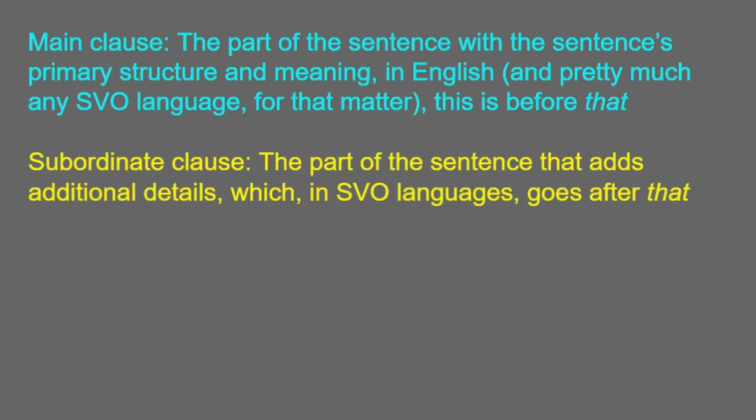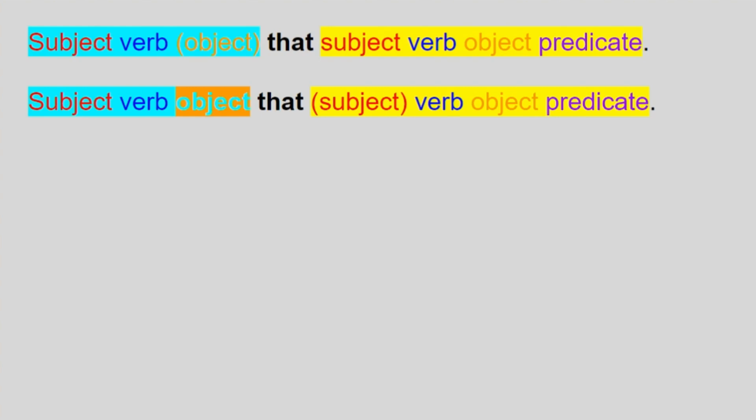Before we get into the differences though, two terms I need to define. The main clause is, at least in English and most other SVO languages, the clause that goes before that, and the subordinate clause goes after that. As for the differences to look for, one of the basic ones is whether that is connecting an entire main clause to its subordinate clause or just connecting the main clause's object to the subordinate clause.